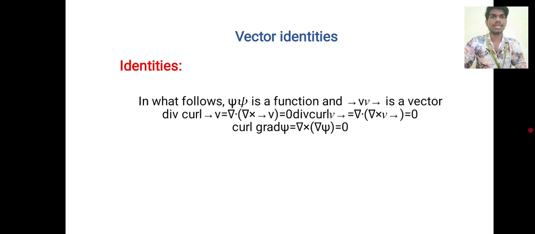Vector identities. In what follows, xi is a function and v is a vector. Divergence of curl: del dot into del cross v is equal to 0.